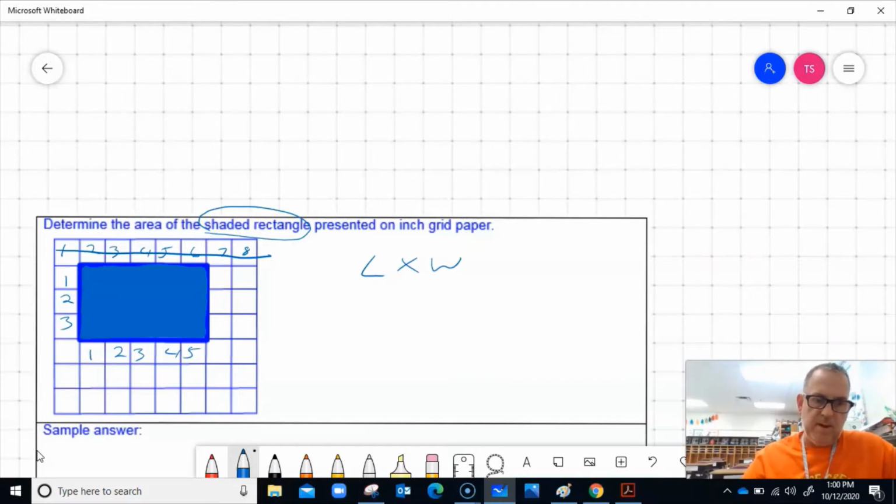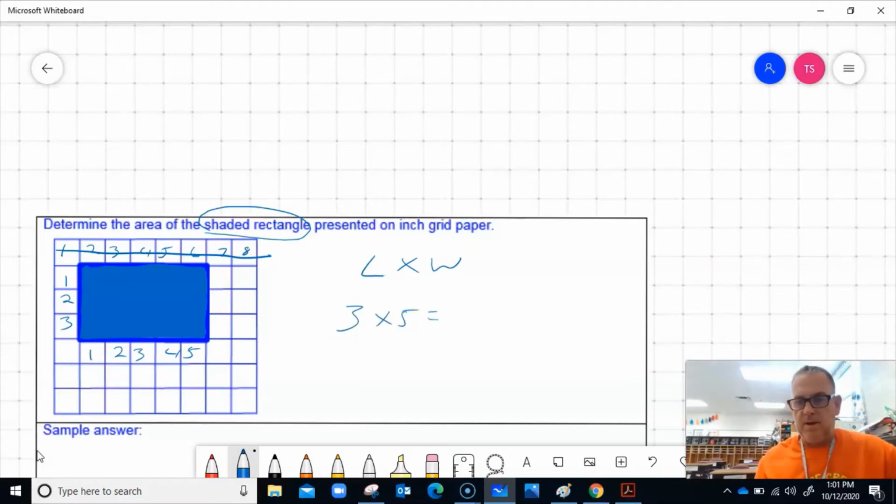So length could really be either way. A lot of times we maybe think of the length as a longer part and the width as a shorter part, but it doesn't really matter. Just as long as we're not doing the opposite sides of the rectangle. We're doing the adjacent sides of the rectangle. We're multiplying the adjacent sides of the rectangle. So the multiplication problem for that would be 3 times 5.